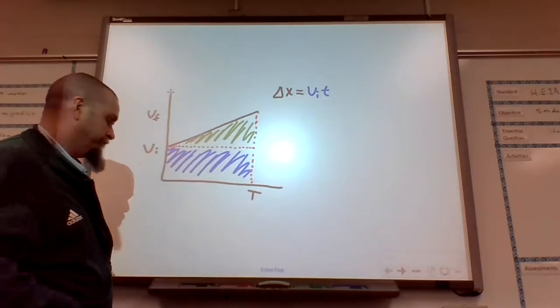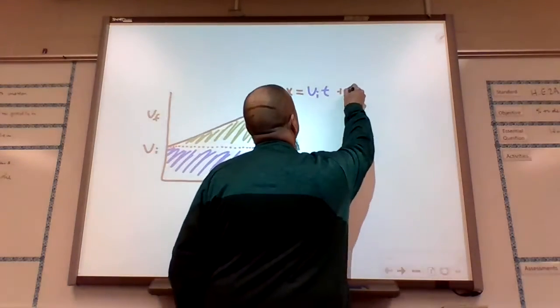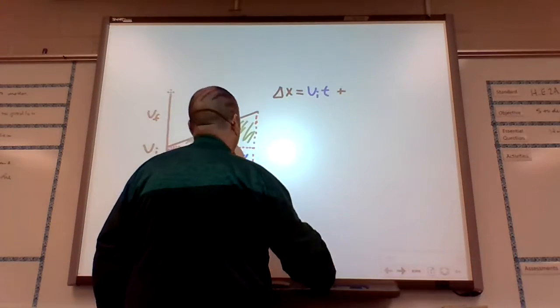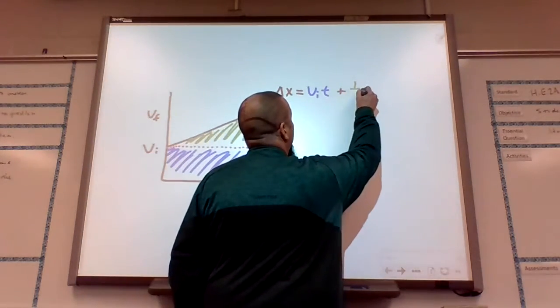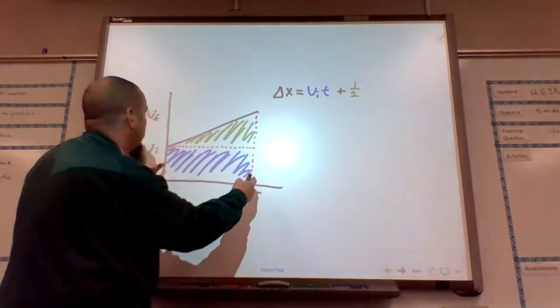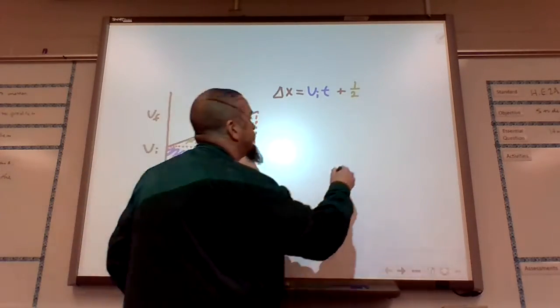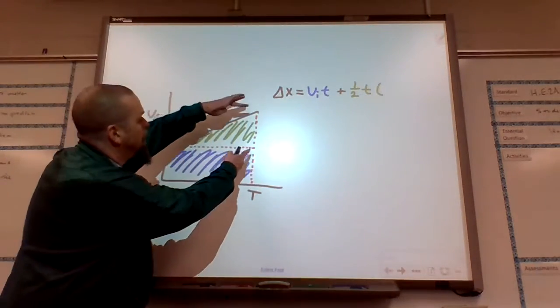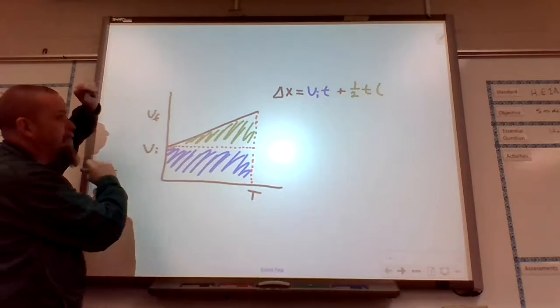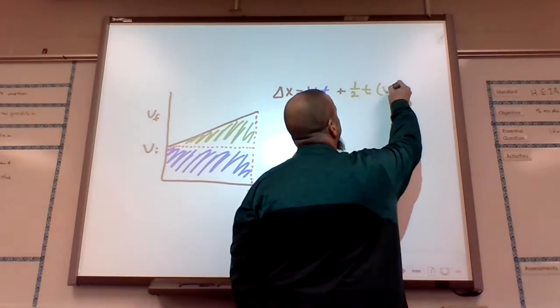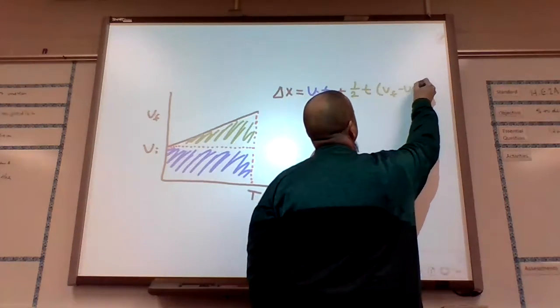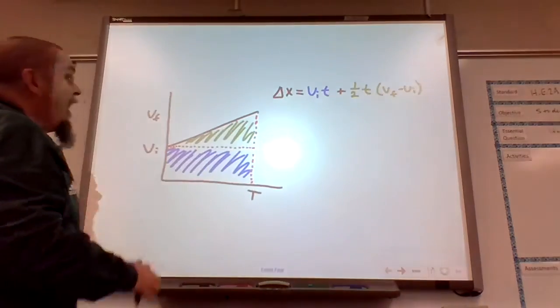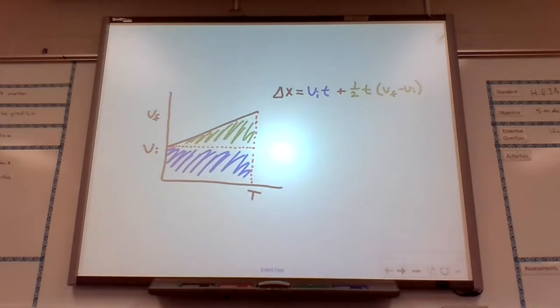For the triangle, the area of the triangle will be 1/2 base times height. The base of my triangle is T. The height of my triangle is VF minus VI. And that would be a perfectly legitimate, perfectly valid way to calculate that area, and we could leave it at that and do calculations with this.